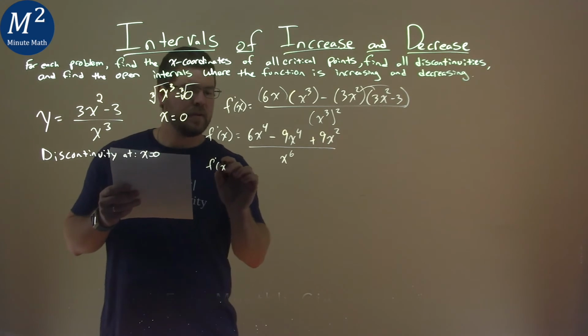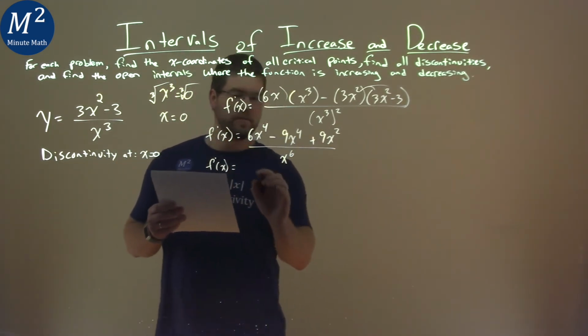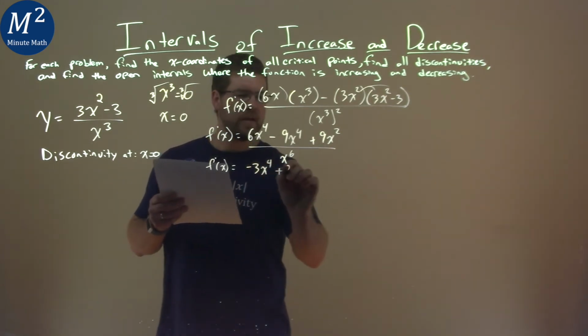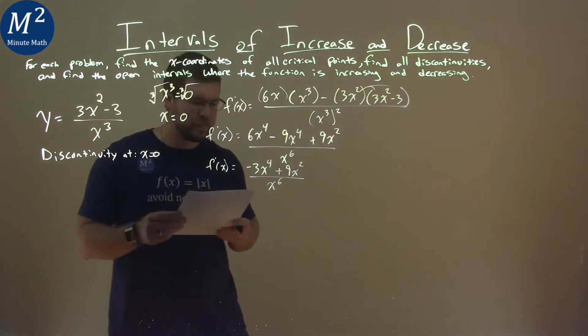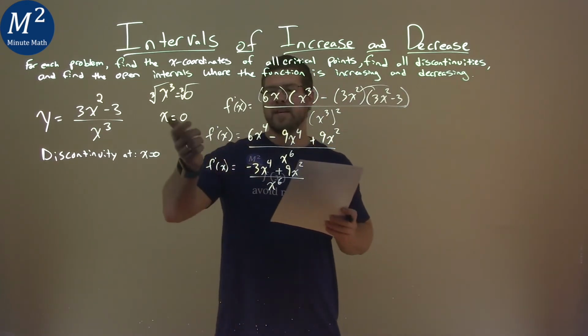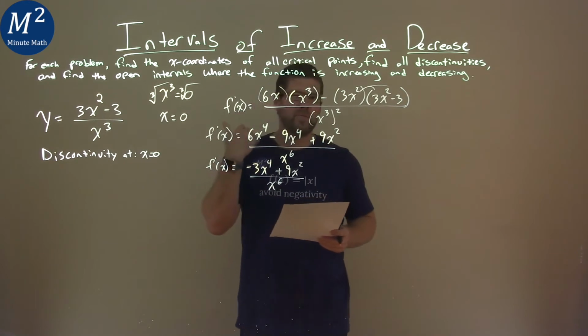F prime of x here, simplify the numerator: 6x to the fourth minus 9x to the fourth is a negative 3x to the fourth, and you knew that, plus a 9x squared, all over x to the sixth power. All right. Now, of course, if we divide by 0 here, there are issues going on. But the critical point really happened with our numerator.